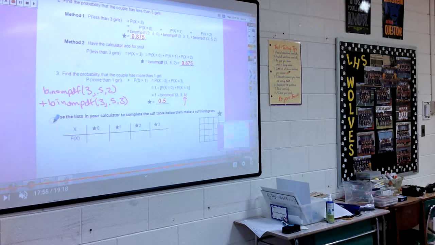Now, and then again, the CDF, you can make a histogram of a CDF. A CDF is calculating them cumulatively, meaning it's adding up. So 0 is just the probability of 0, but 1 is the probability of 0 and 1. 2 is the probability of 0, 1, and 2. And then 3 is the probability of 0, 1, 2, and 3. So 3 obviously should add up to 100% because that is the chance of having 0 girls, 1 girl, 2 girls, and 3 girls.